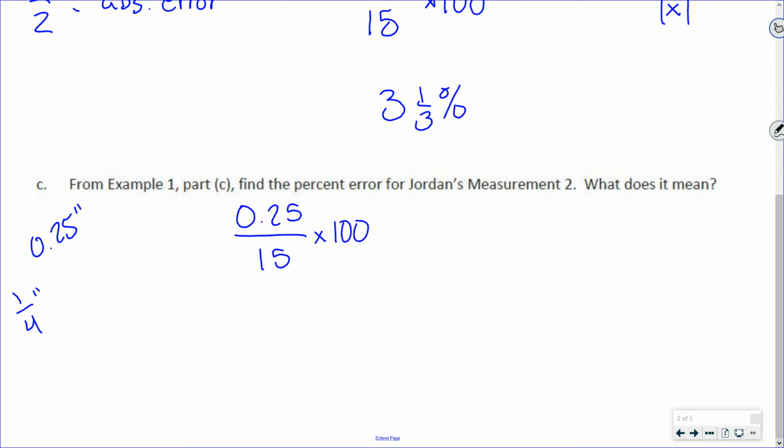Okay, so 0.25 divided by 15 gives us a very weird, interesting decimal, but we're going to multiply that by 100, and we get 1.66666, or we get 1 2/3 of a percent. So 1 2/3%. That's what we get.